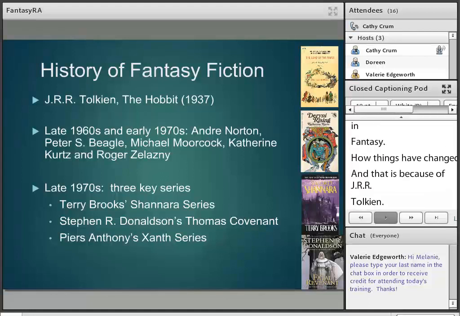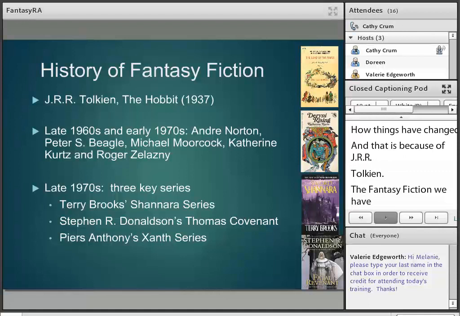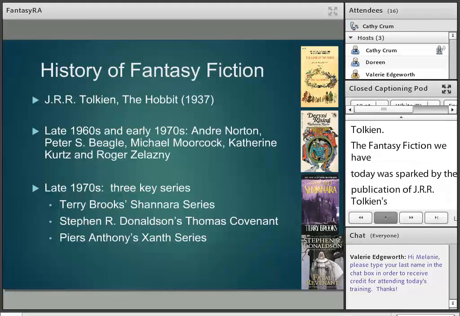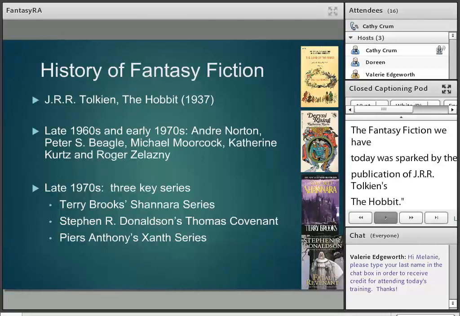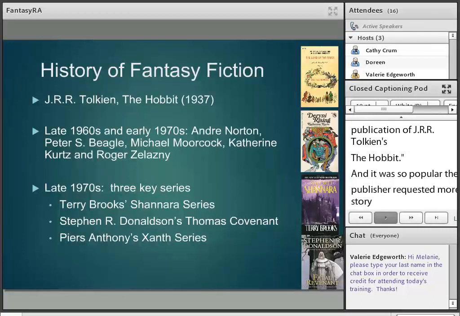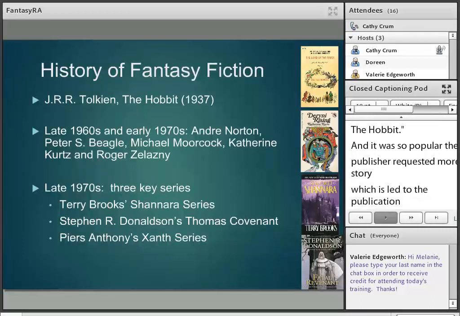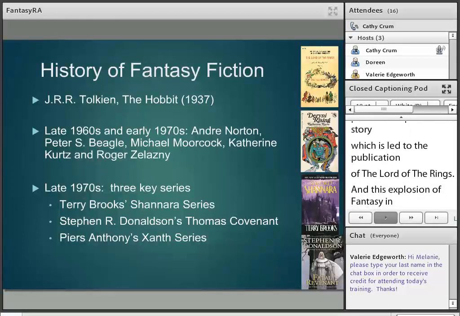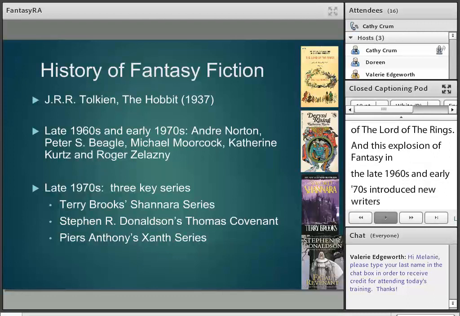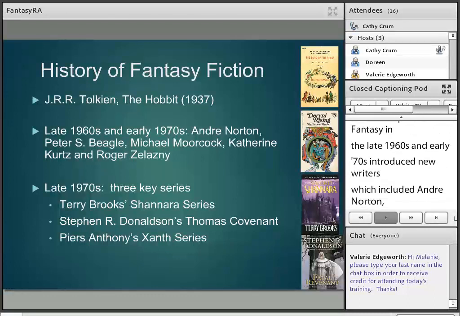Tolkien. The fantasy fiction that we have today was sparked by the publication of J.R.R. Tolkien's The Hobbit in 1937, and it was so popular that the publisher requested more stories, which led to the publication of The Lord of the Rings in 1954 and 1955, and a whole new world of fantasy was born. This explosion of fantasy in the late 1960s and early 70s introduced new writers, which included Andre Norton, Peter S. Beagle, Michael Moorcock, Katherine Kurtz, and Roger Zelazny.